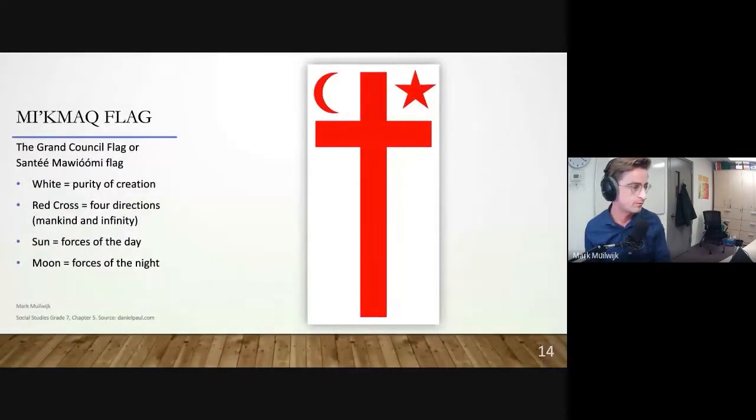Okay, this is the Mi'kmaq flag. The white stands for the purity of creation. The red cross, which seems awfully Christian to me, signifies the four directions. And I wonder if it had a Christian influence. The sun represents the forces of the day, and the moon the forces of the night.